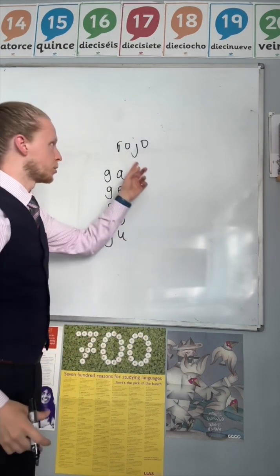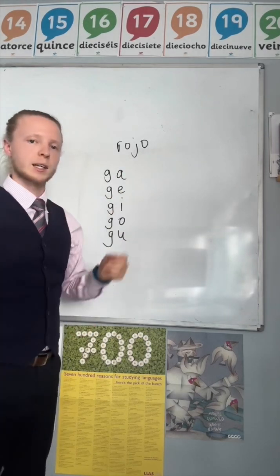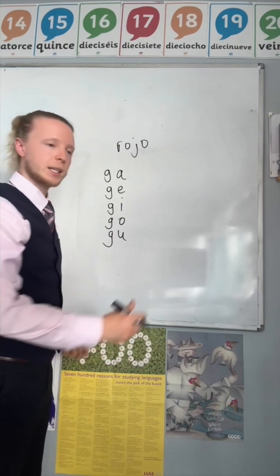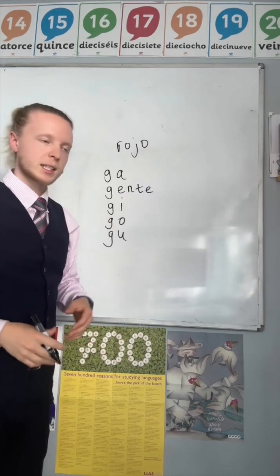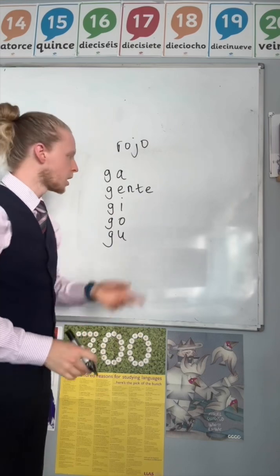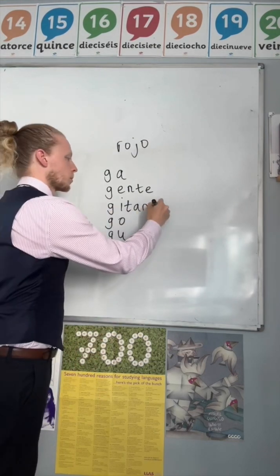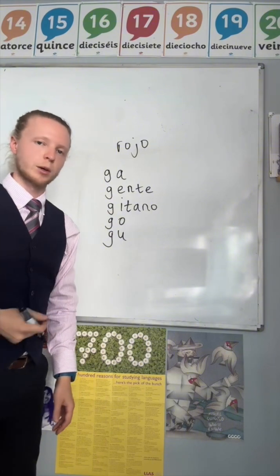If you're learning an accent where you'd say rojo, rojo, then you would say ge, like the word gente, meaning people, gente. If you're learning a kind of softer accent where you'd say rojo, rojo, more like the H in English, you would say gente. The same with the word for gypsy. Gitano or gitana or gitano, gitana.